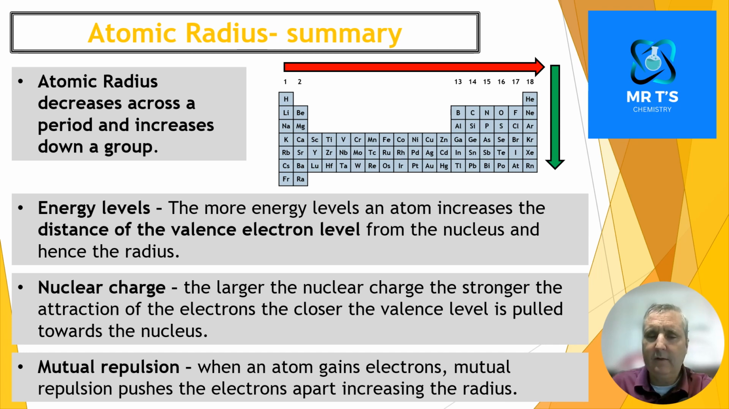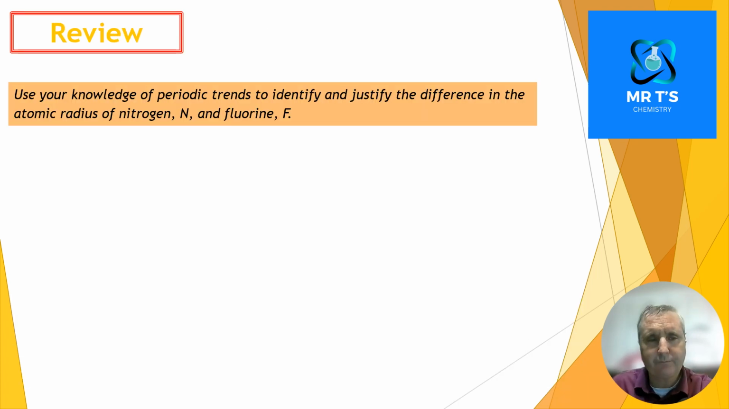then what happens is we gain electrons in the valence levels. They take up more space because of mutual repulsion and we expand the level a little bit, increasing the radius. So these 3 ideas of how energy levels, nuclear charge and mutual repulsion affect atomic radius are pivotal in being able to explain the difference in atomic radius between any 2 atoms. Let's quickly look at a couple of examples.